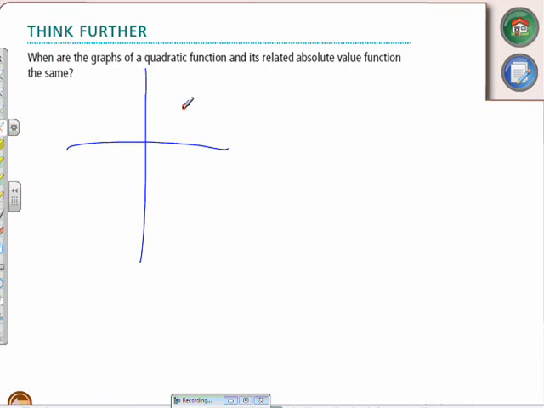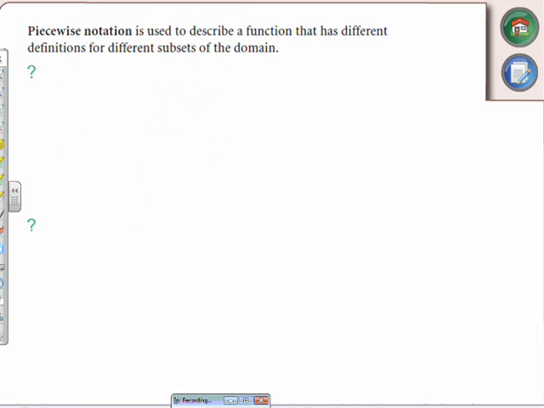Well, what if I had my vertex above the axes and it opened up? I have no negative portion of the graph. If the vertex is at or above the x-axis and it opens up, the graphs are always going to be the same. So you'll want to put that into your own words there.